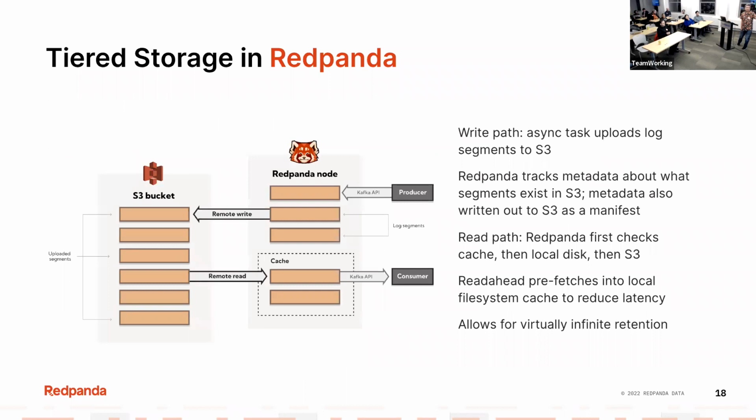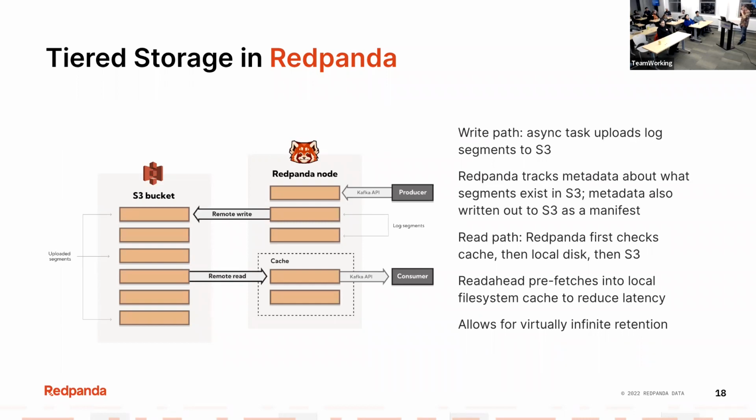In the write path for tiered storage, the asynchronous task to upload segments to S3 is actually not in the write path, right? It's asynchronous, so there's implicitly a little bit of delay. We're trying to get that to within 5 or 10 minutes, you want your logs to be out in S3. And then we also track metadata about which segments live in S3 or in a local store.